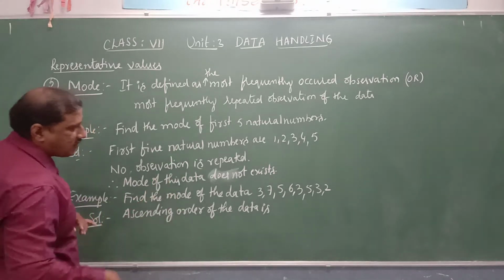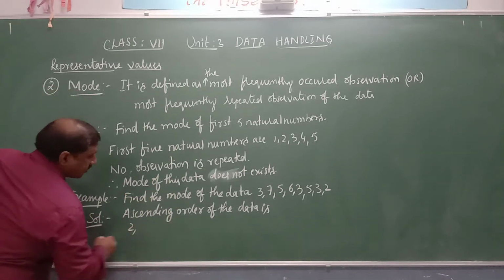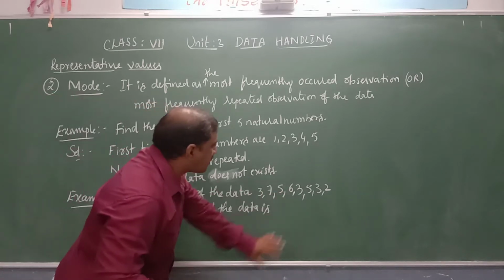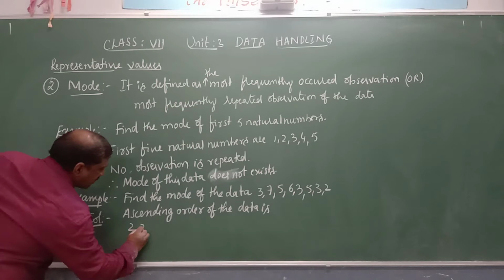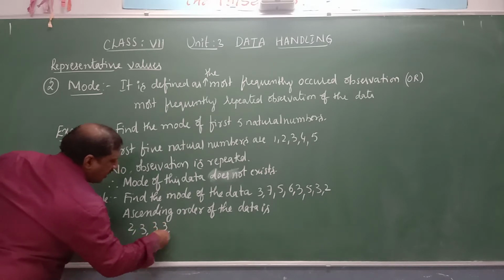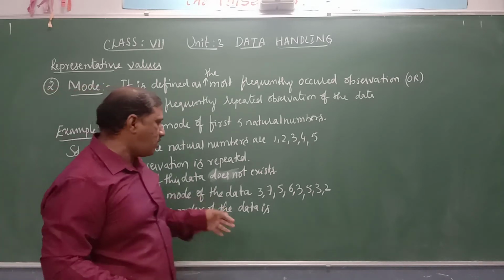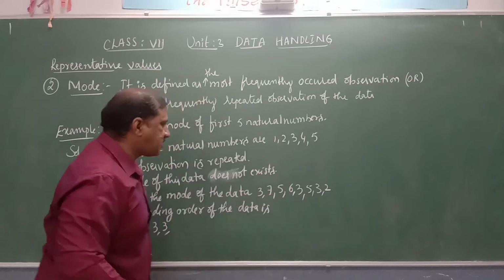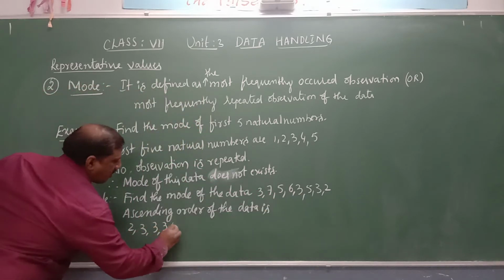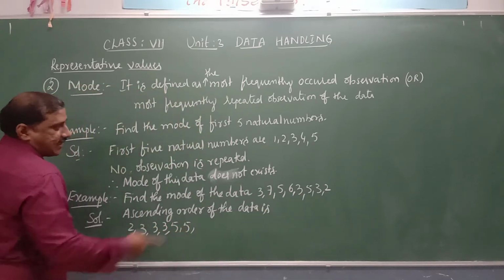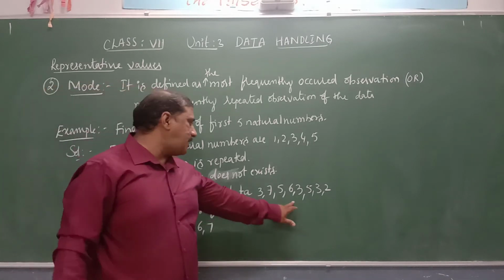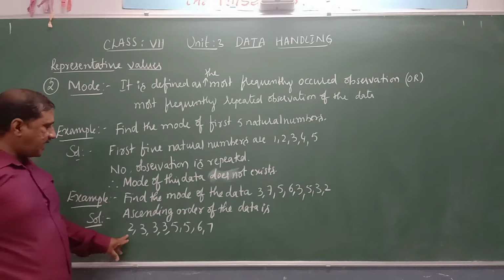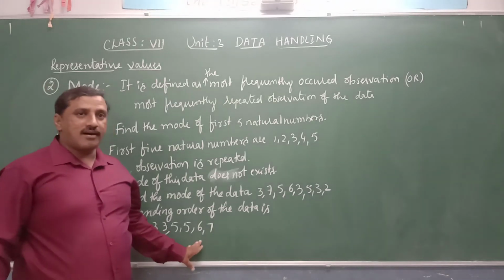The smallest observation is 2, only one time. Then write 3 three times: 3, 3, 3. Then 4, do we have? No. 5 we have two times: 5, 5, and then 6. Last it is 7. How many observations are here? 8. All observations you should write in ascending order or in descending order.